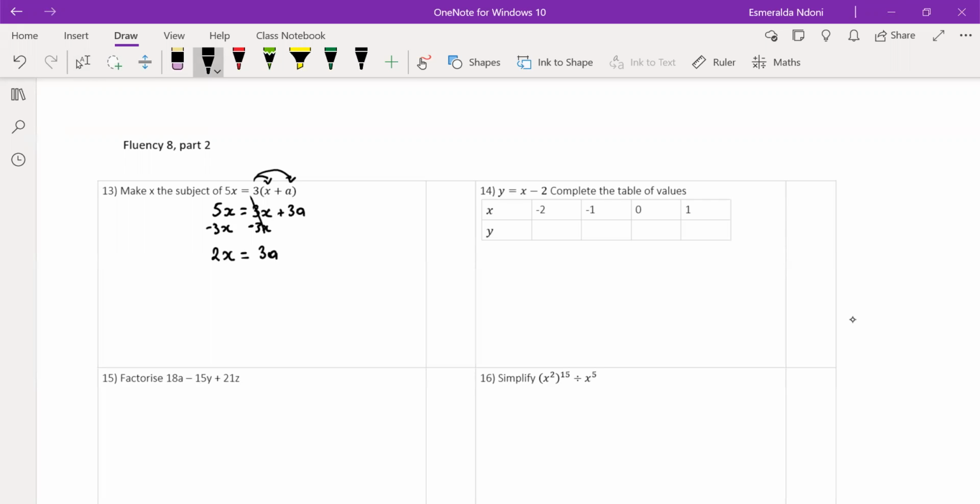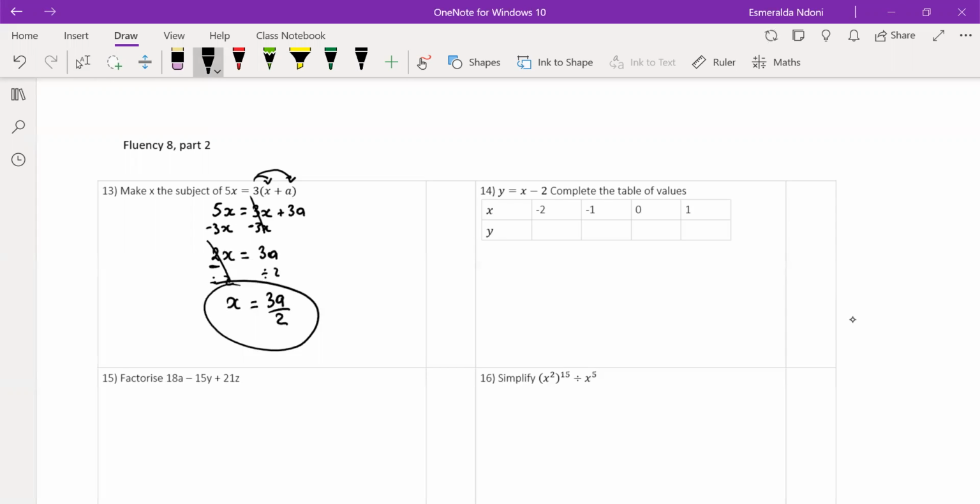Again, I need to get rid of this 2, so then my subject is on its own. And I do that by dividing both sides by 2. And I'm left with x equals 3a over 2. I have made x my subject.